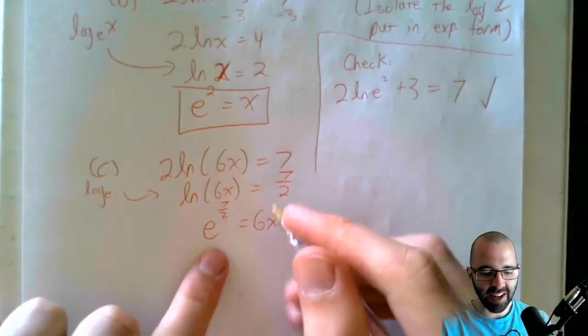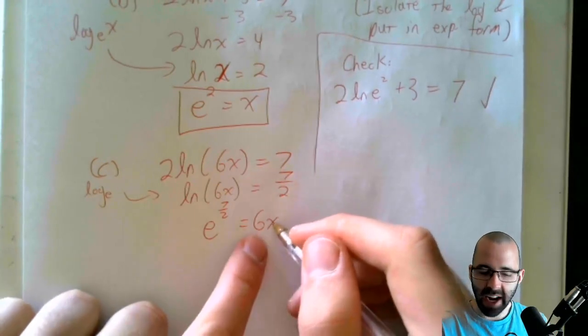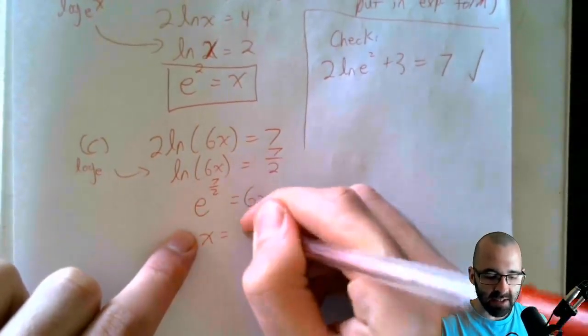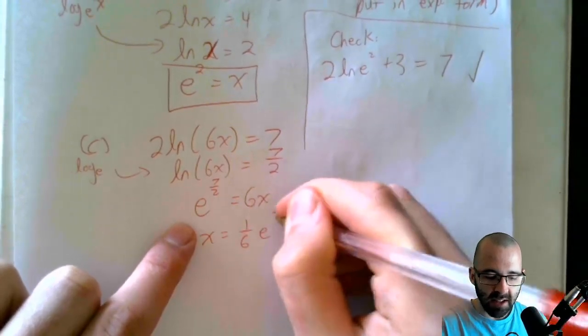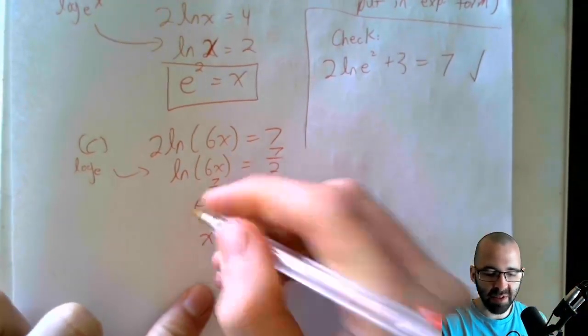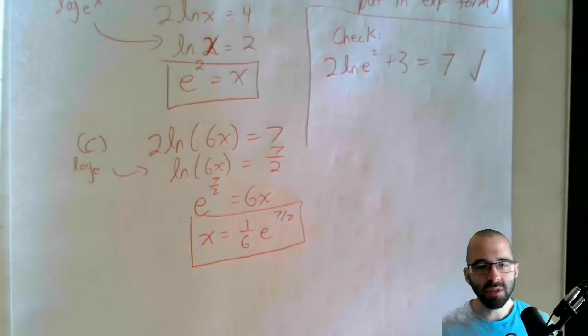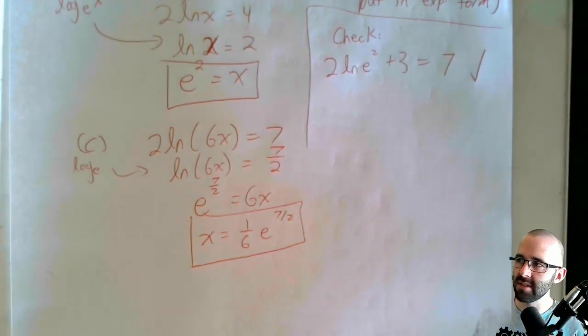All right. And then we're almost done, right? We need to solve for x. So we divide both sides by 6. So x is equal to 1/6 e to the 7 halves. Can't be simplified. This is our exact answer. You could approximate it. But usually we only approximate for applications in a math class. Okay.